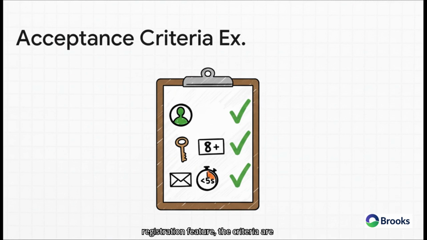For a new registration feature, the criteria are totally black and white. Can a user create an account? Yes or no? Is the password at least 8 characters? Yes or no? Is the confirmation email sent within 5 seconds? Yes or no? There's no ambiguity. It either works as defined or it doesn't.